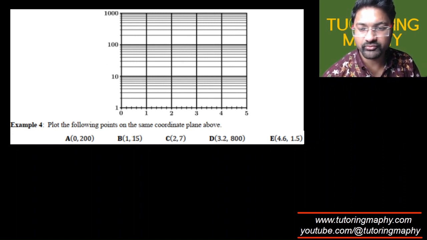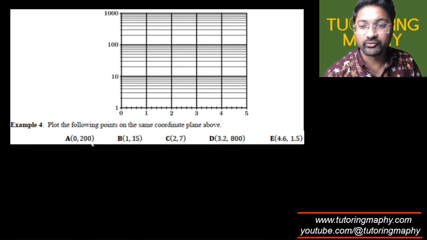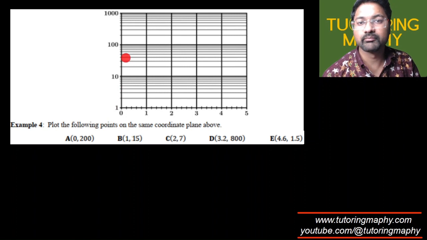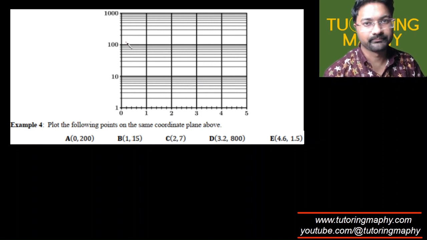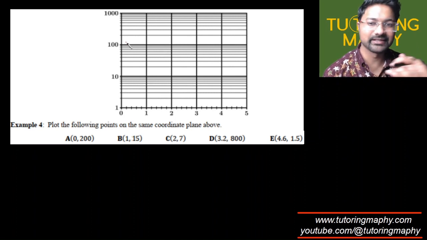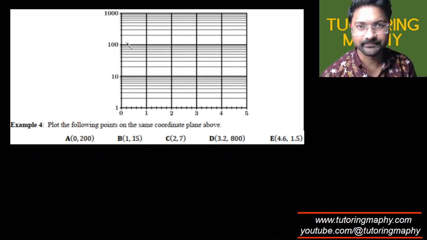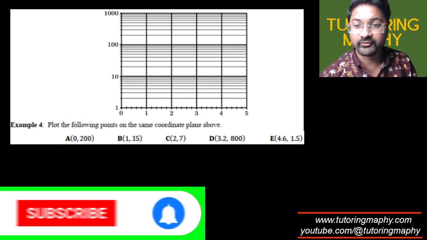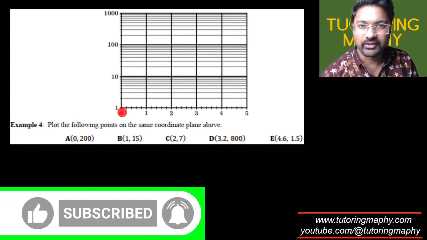For a point like (0, 200), does it mean that on a semilog plot I have to take the log of 200 and then plot it? Absolutely not. Remember, the semilog plot has already done that work for you. They have already taken the logs of all the values and scaled it, so you don't have to worry about taking the log additionally. All you have to do, for example to plot (0, 200), is look at the 0, which is obviously over here, and 200 is just the regular 200, the way you count it.